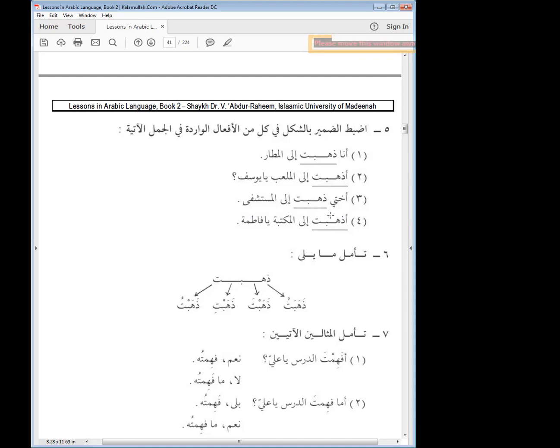Again, dal, ha, ba, ta, written the same way. However, it can be any of the four things below: dhahabat, dhahabta, dhahabti, or dhahabtu. Same word, same letters. The only difference is the vowels on the last letters: either sukun, fatha, kasra, or damma for the last one. Any questions on this?